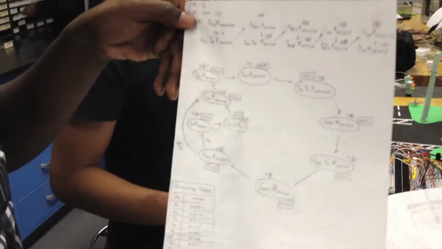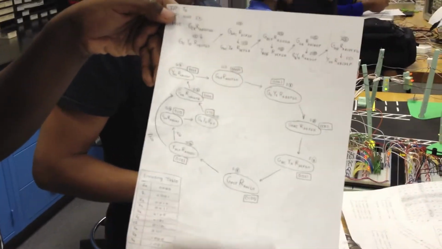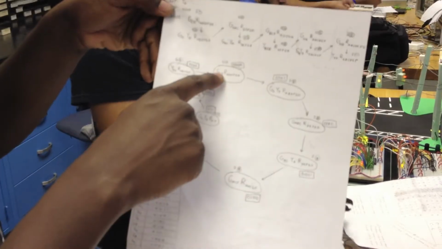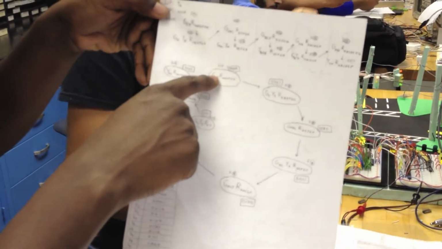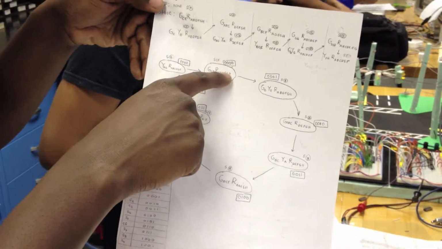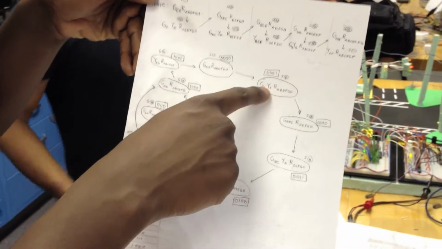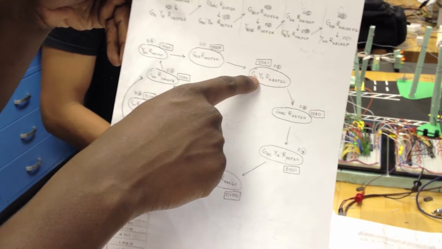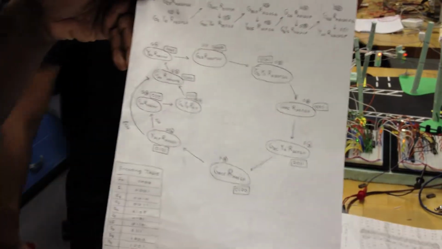Here's our state diagram. At first state, we have 2 lights green, the rest are red, and then next state, 1 light is green, next light is yellow, and so forth, so on. We'll show you the simulation in a little bit.